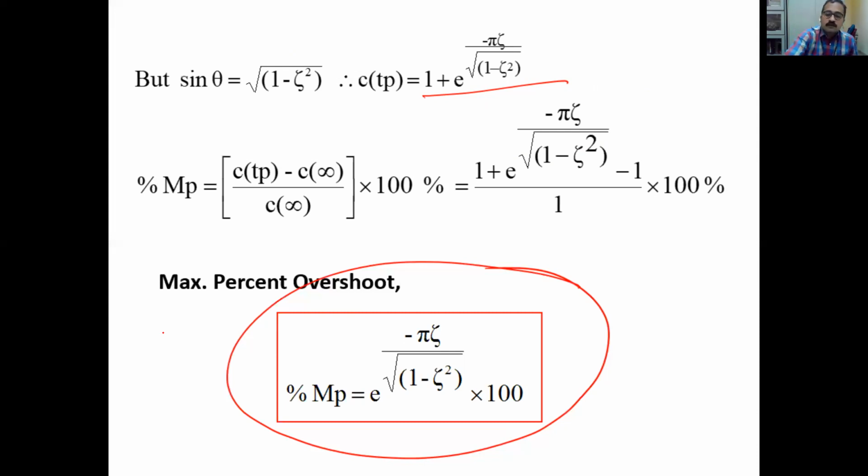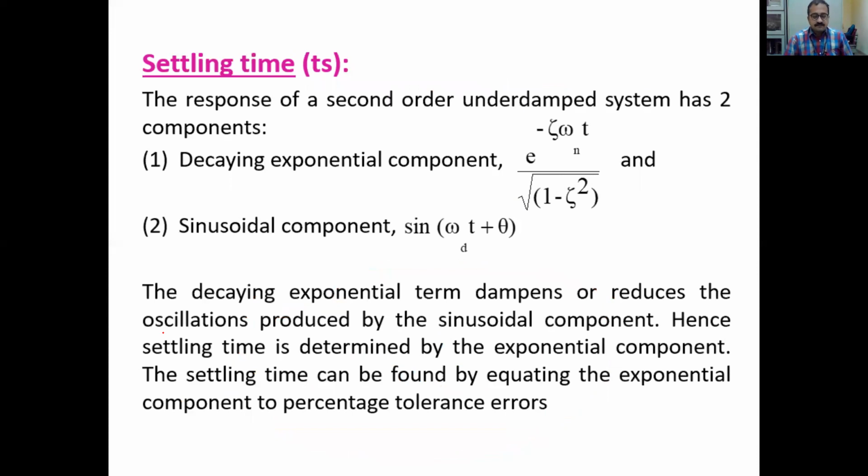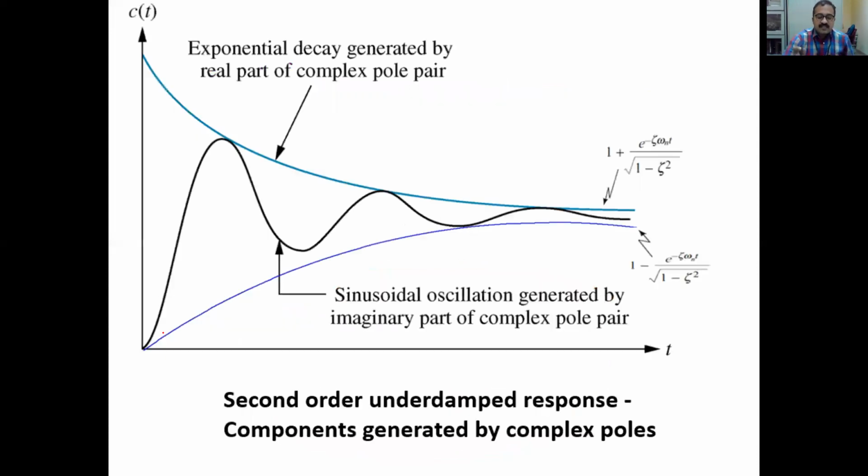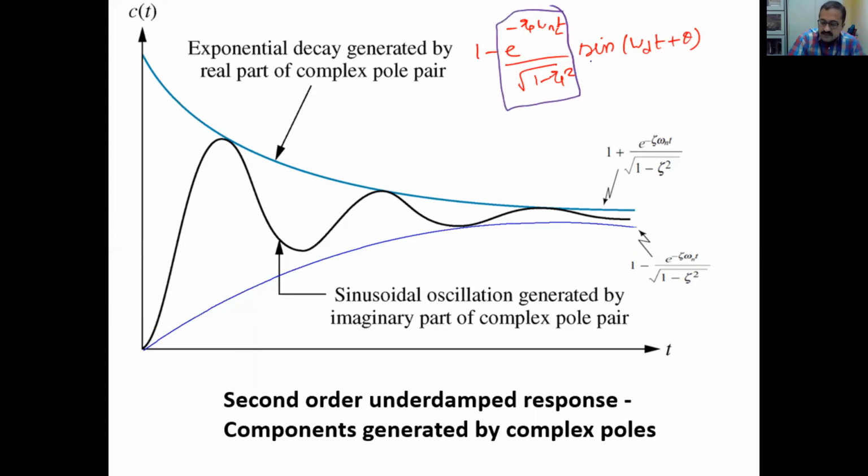Right? Now the last one is settling time. As I said before, settling time has two components. What was the unit step response? 1 minus e raised to minus theta omega n t by root of 1 minus theta square into sine of omega d t plus theta. Okay. So the transient part has two components. One is the exponential decay, and the second one is the sinusoidal term. Okay. So the cumulative effect of the two will produce an output of this kind.